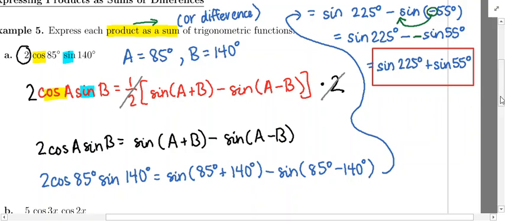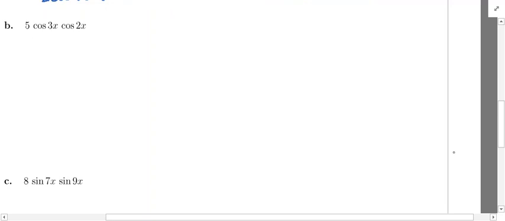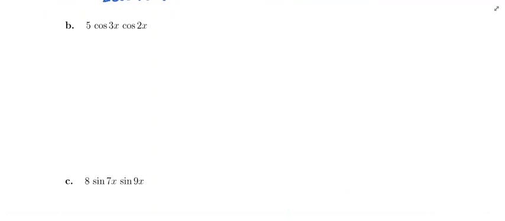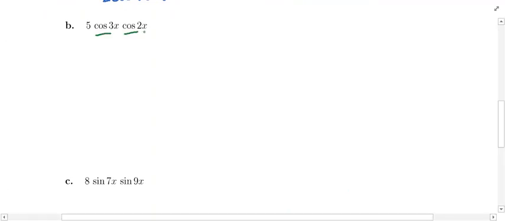Okay, let's try another one. Okay, in part B here, our product is 5 times the cosine of 3x times the cosine of 2x. Okay, same directions. I am starting with a product. I have something times something. I need to change this over to either something we're adding or something we're subtracting. Okay, we have to match it up to one of the product to sum formulas. Okay, so we need to look at the one that has cosine times cosine.